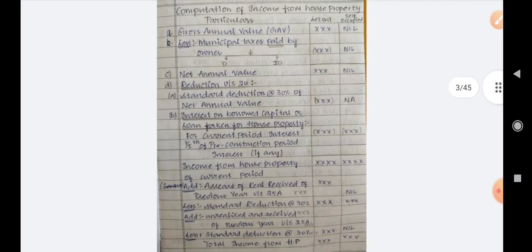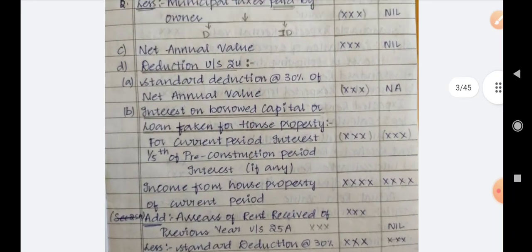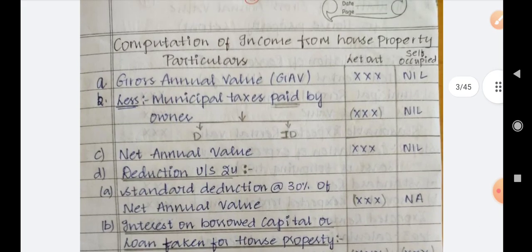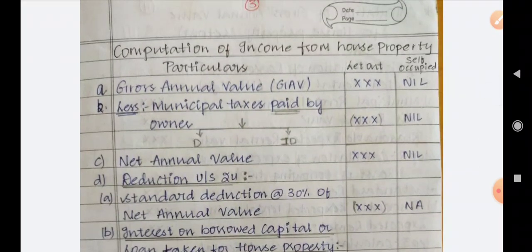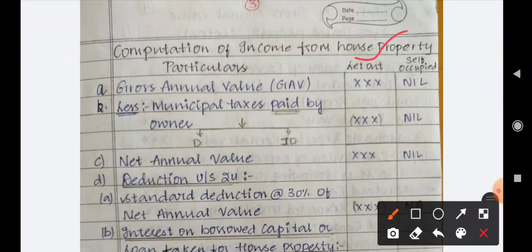Let me zoom in. Here, side by side, I am taking one let out column and another self occupied column.